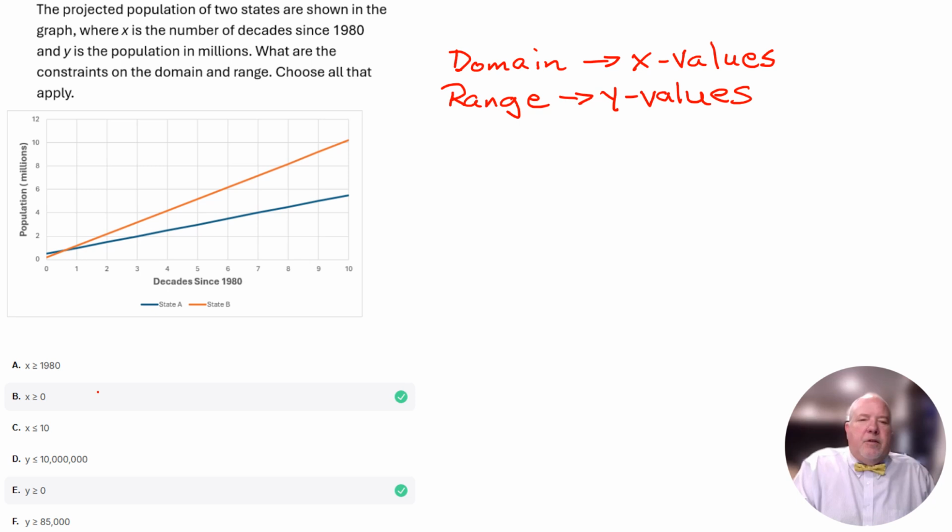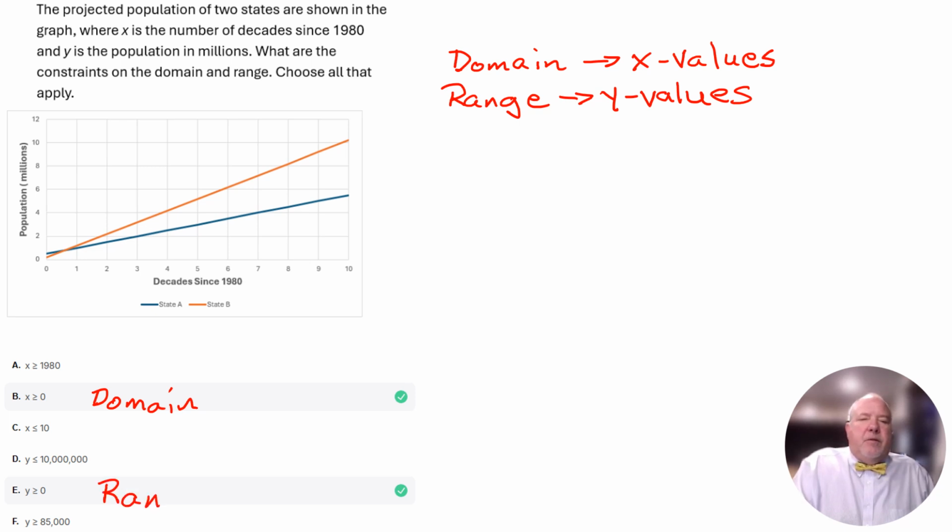So let me write domain next to this one. That's where that one comes from. And then similarly, we can look at the Y values. And the Y values, this is population in millions, goes from 0, and then it just keeps going up. And there's really no limit on how high it could be. So it's the same thing. The Y value is greater than or equal to 0. And that would be our range.